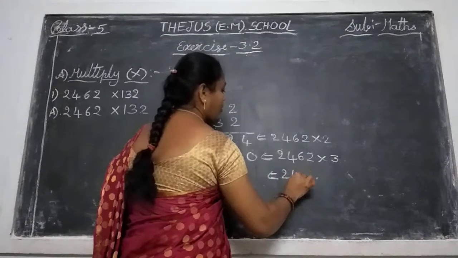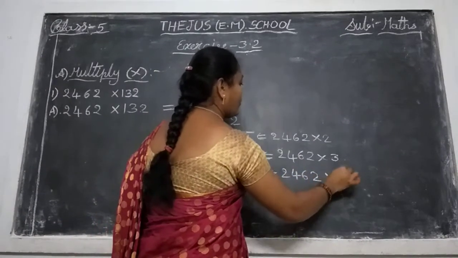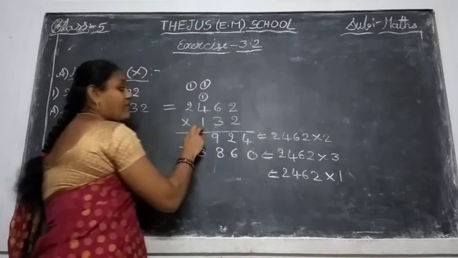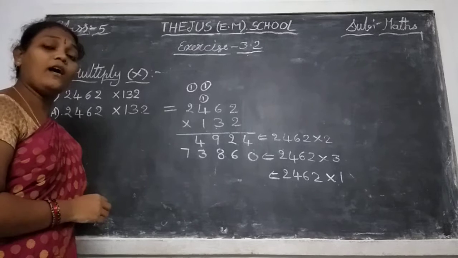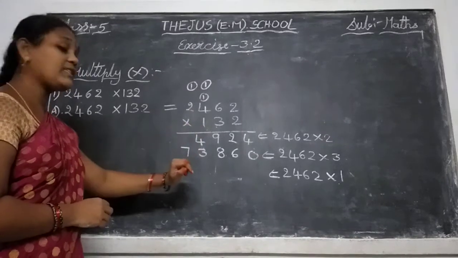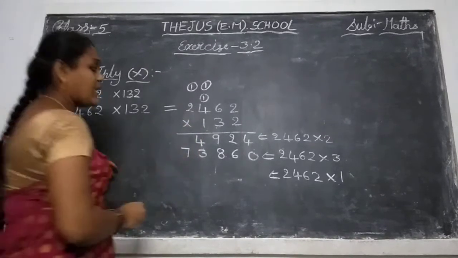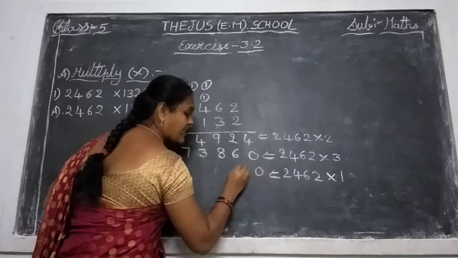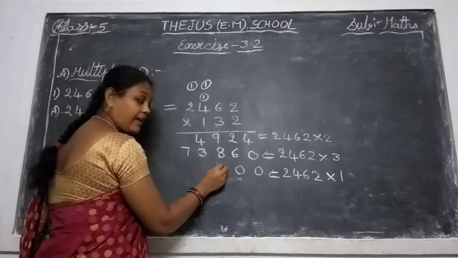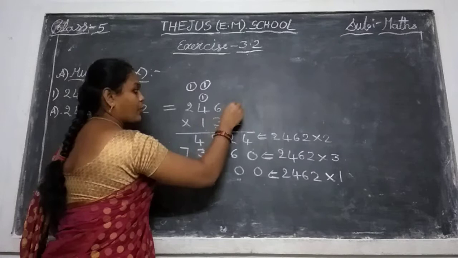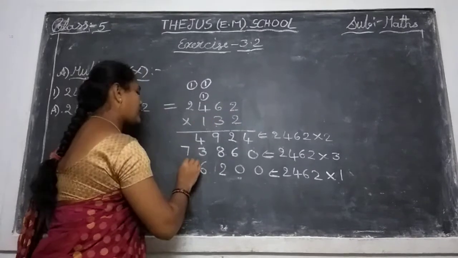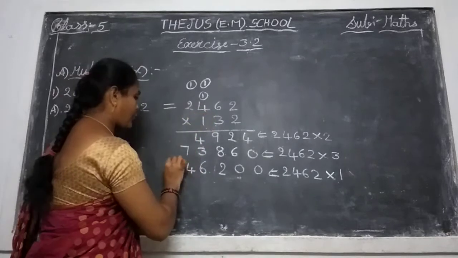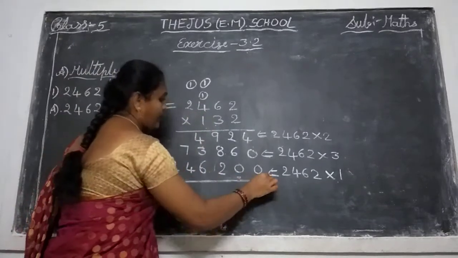So 2462 into 1. So 1 is in which place? 100's place. So now we'll write the answers starting in the 100's place. So put 0 in the 1's place, 0 in the 10's place. Now we'll start in the 100's place. 1 into 2. 1 2's are 2. 1 6's are 6. 1 4's are 4. 1 2's are 2. Okay children?